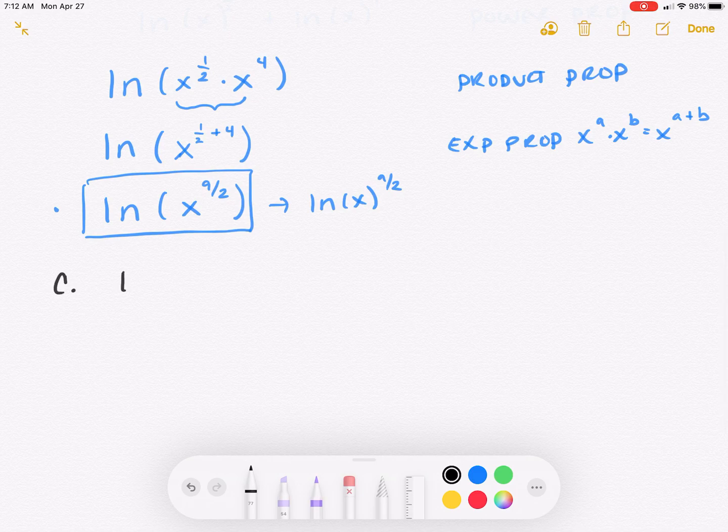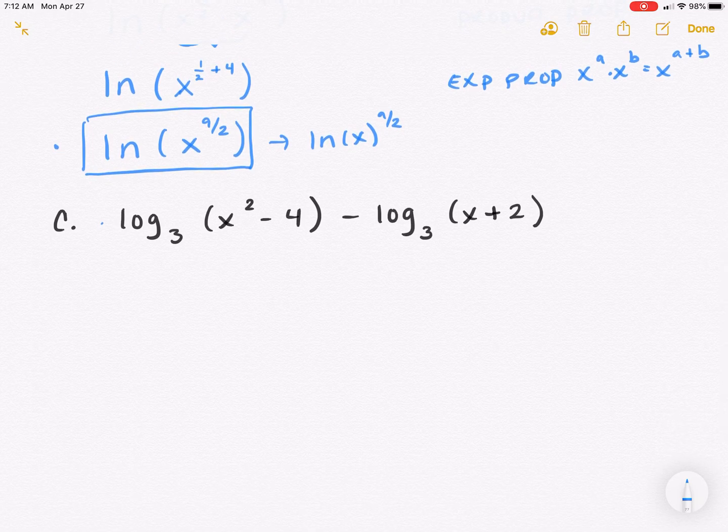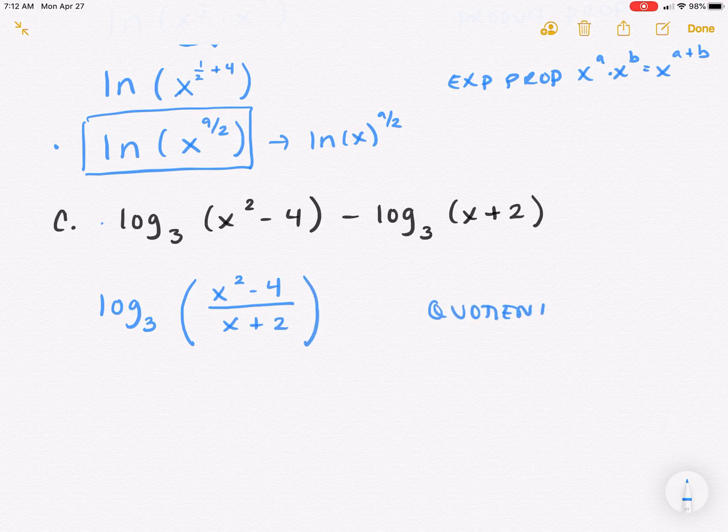Part C, last example. Log base 3 of x squared minus 4 minus log base 3 of x plus 2. So I start this time, and I don't see any numbers in front, so I do not need to use the power property this time. Instead, because of the difference of the 2 terms, I'm going to make it a single log base 3 of the first input, x squared minus 4, divided by x plus 2. So I started with the quotient property.